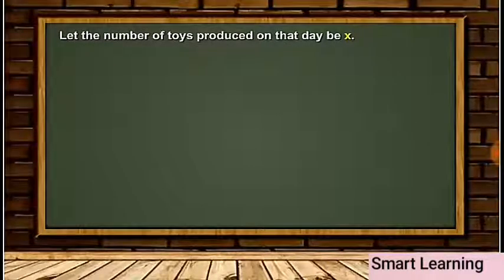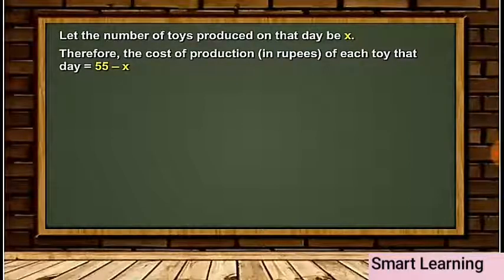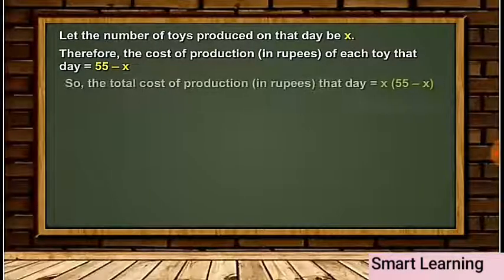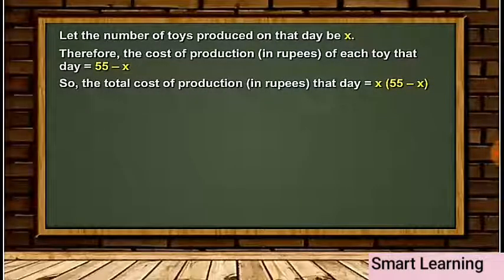Let's represent the given situation mathematically. Let the number of toys produced on that day be x. Therefore, the cost of production in rupees of each toy that day is equal to 55 − x. So, the total cost of production in rupees that day is x(55 − x). Therefore, x(55 − x) = 750.